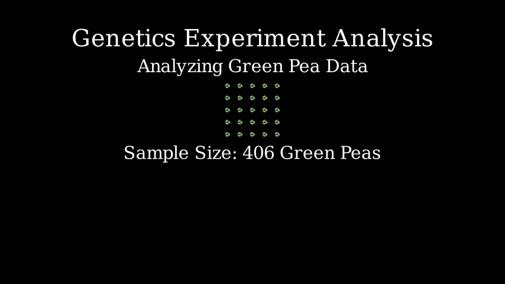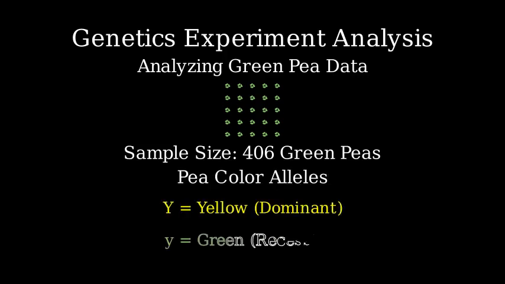In Mendel's genetic studies, he discovered that pea color follows specific inheritance patterns. Each pea plant has two alleles for color. The yellow allele, Y, is dominant over the green allele, y. For a pea to be green, it must have two recessive alleles. We call this genotype yy.